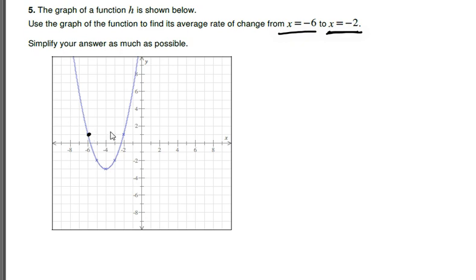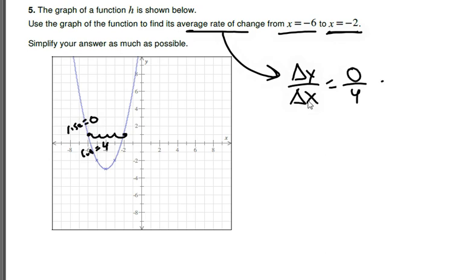So we can see -6 here has a y value of 1, and interestingly enough, -2 has a y value of 1. So you're like, okay, well, has it changed? Oh, it hasn't. The rise is 0. This has not changed at all. The run is 4. So the average rate of change, delta y over delta x, is the rise over the run, 0 over 4. Well, 0. It hasn't changed. We like that. That's a good problem.